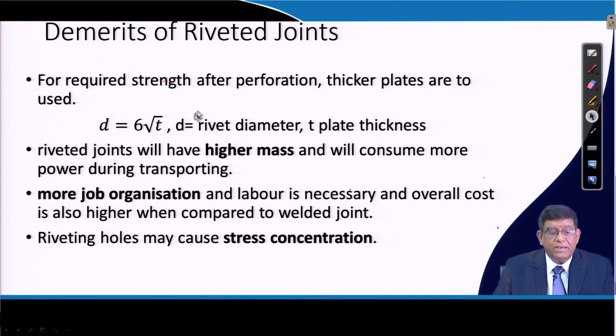Moreover, while you are determining what will be the diameter of the rivet, it depends on the thickness of the plate by the formula as you have seen, that is 6 times the square root of the thickness. So that's why to have that diameter, that means additional material is needed.